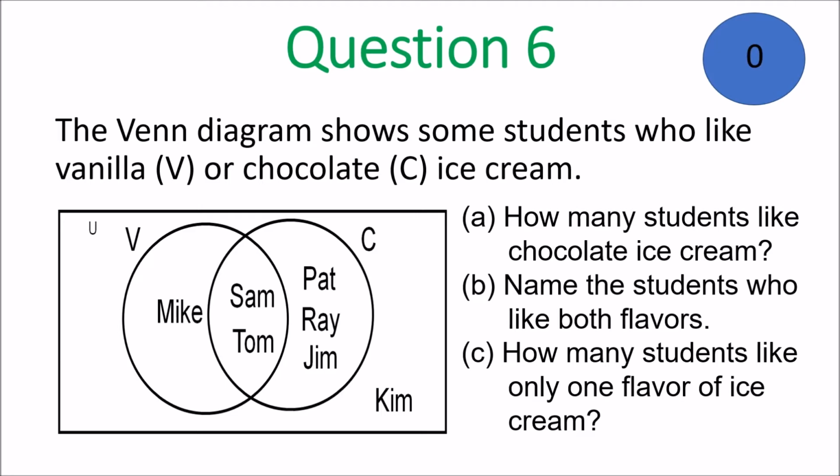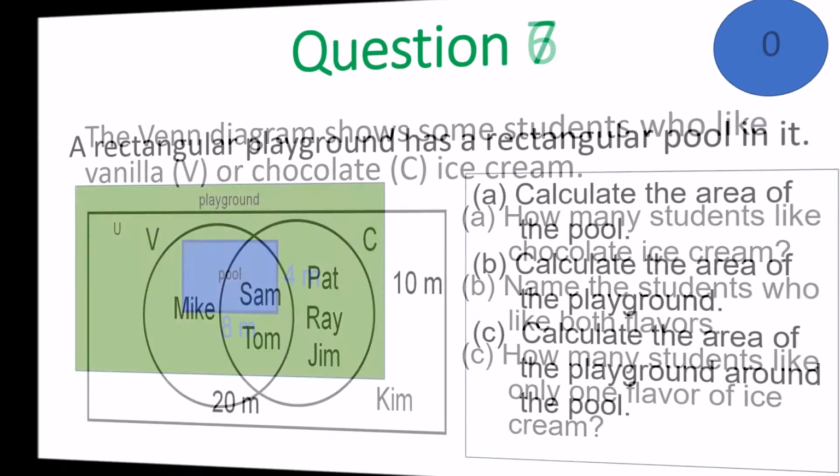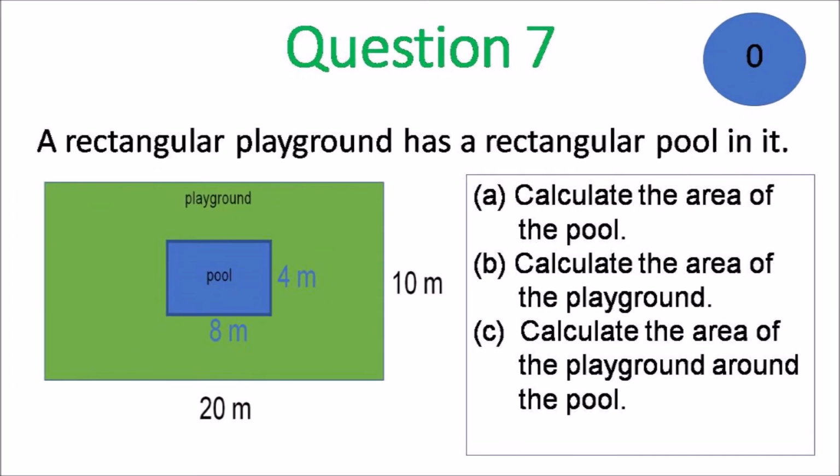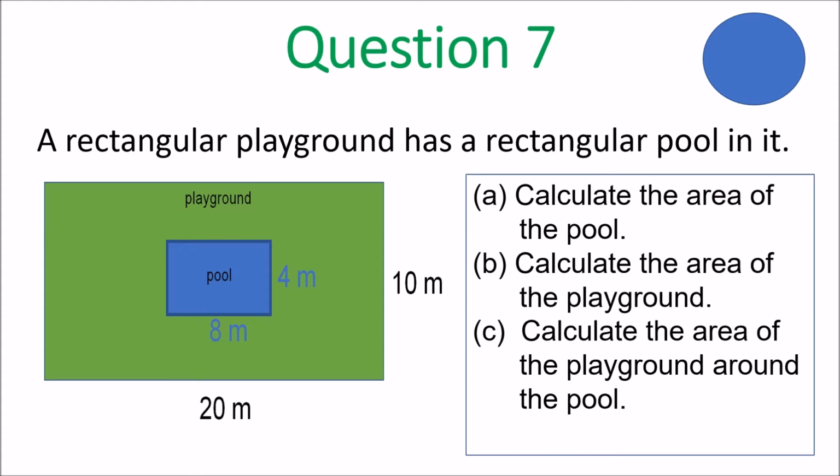Question 6. And we move on to question 7. A rectangular playground has a rectangular pool in it. A. Calculate the area of the pool in blue. B. Calculate the area of the playground, the green. And then C. Calculate the area of the playground around the pool. 3 questions. Get cracking. The timer is off and running.